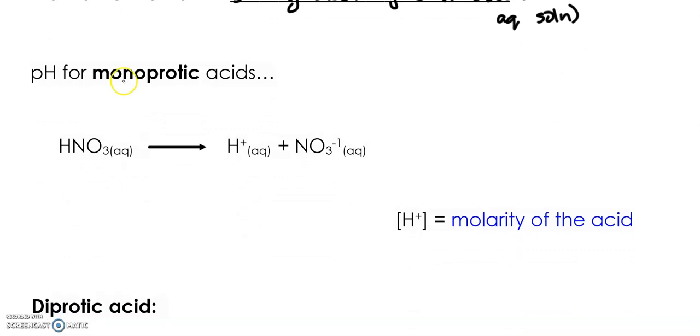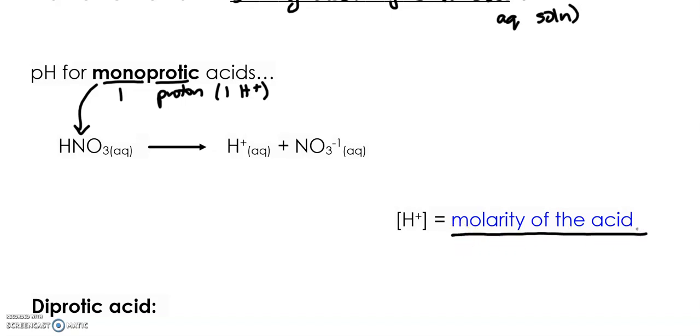So what this means is mono means one, protic means proton. So these are acids that have one proton, or another way to say this, they would have one hydrogen, right? Because H plus is a proton. All right, so if we have this right here, this HNO3, this is a monoprotic acid. And it's a strong acid, so it will 100% dissociate into H plus and NO3 minus. So the H plus then is the molarity of the acid.